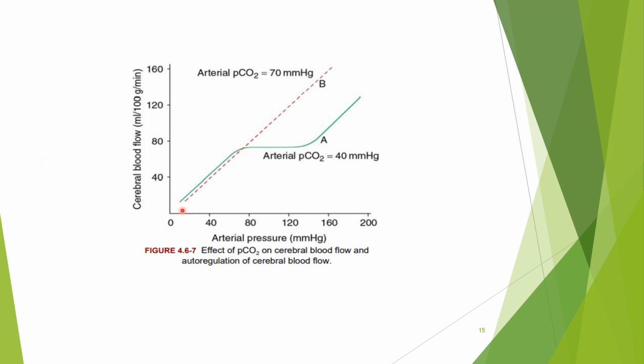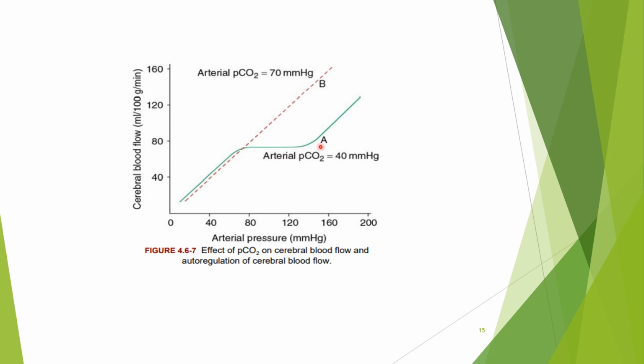So in this figure, you are seeing a dotted line and a continuous line. What is this dotted line telling us? When the arterial PCO2 is increasing from a very low level, that is from some 20 mmHg of PCO2 to 70 to 80 mmHg of PCO2, what is happening? The cerebral blood flow is linearly increasing.